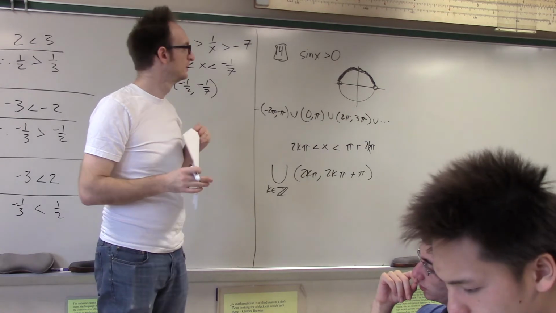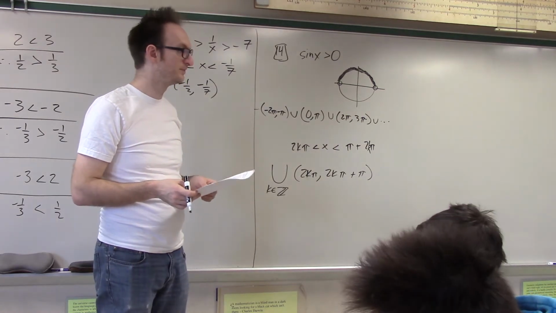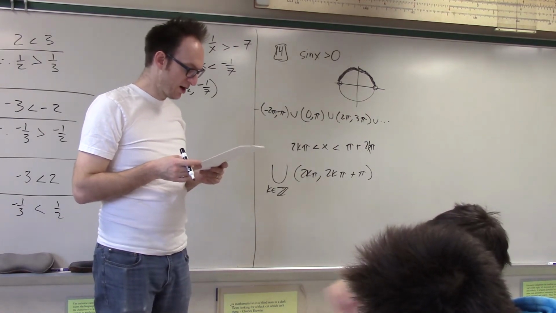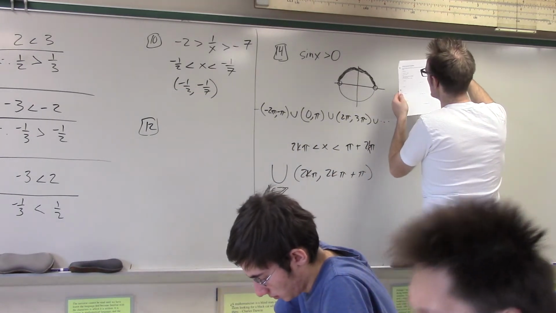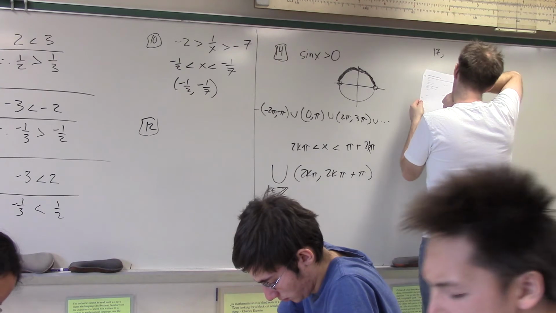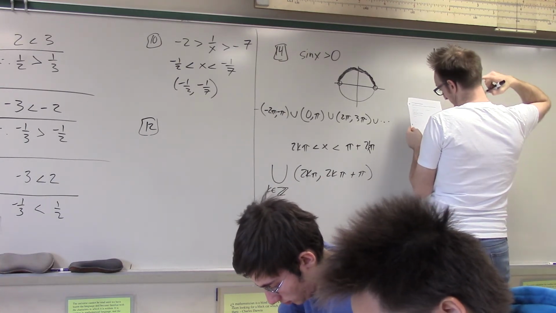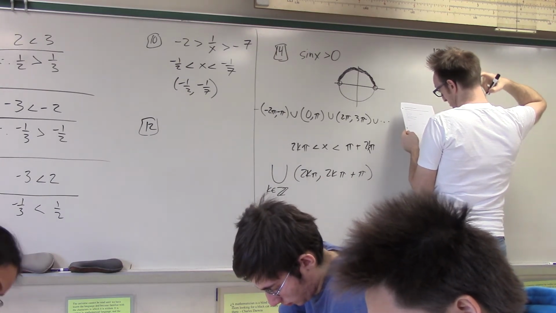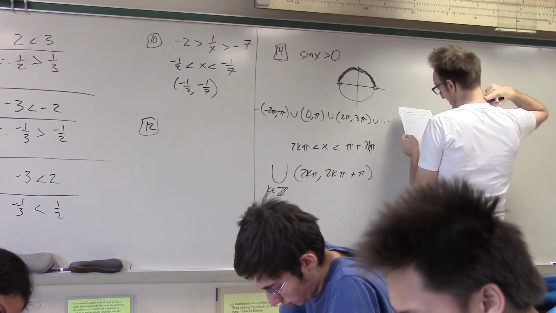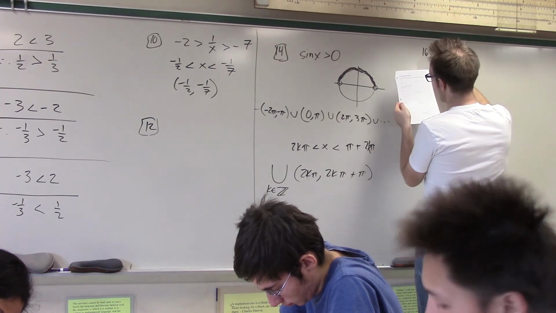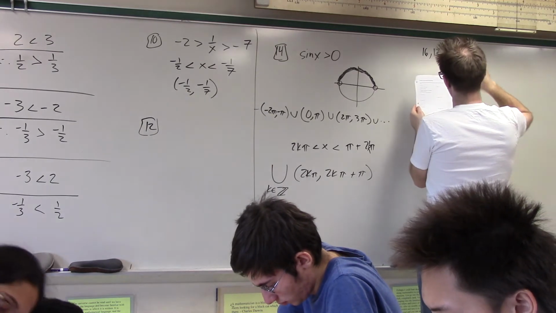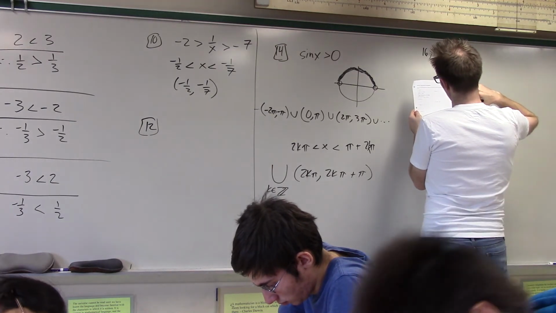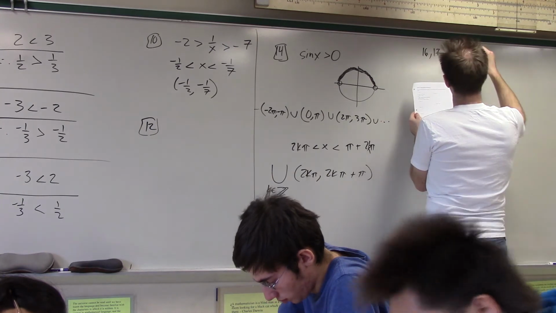If it were inclusive, would you use a square bracket? Yup, you would. Okay, go. Do some more right now. Do 17, which is kind of hard. Maybe 16, 17, 19, and 22. Maybe right now. Go.